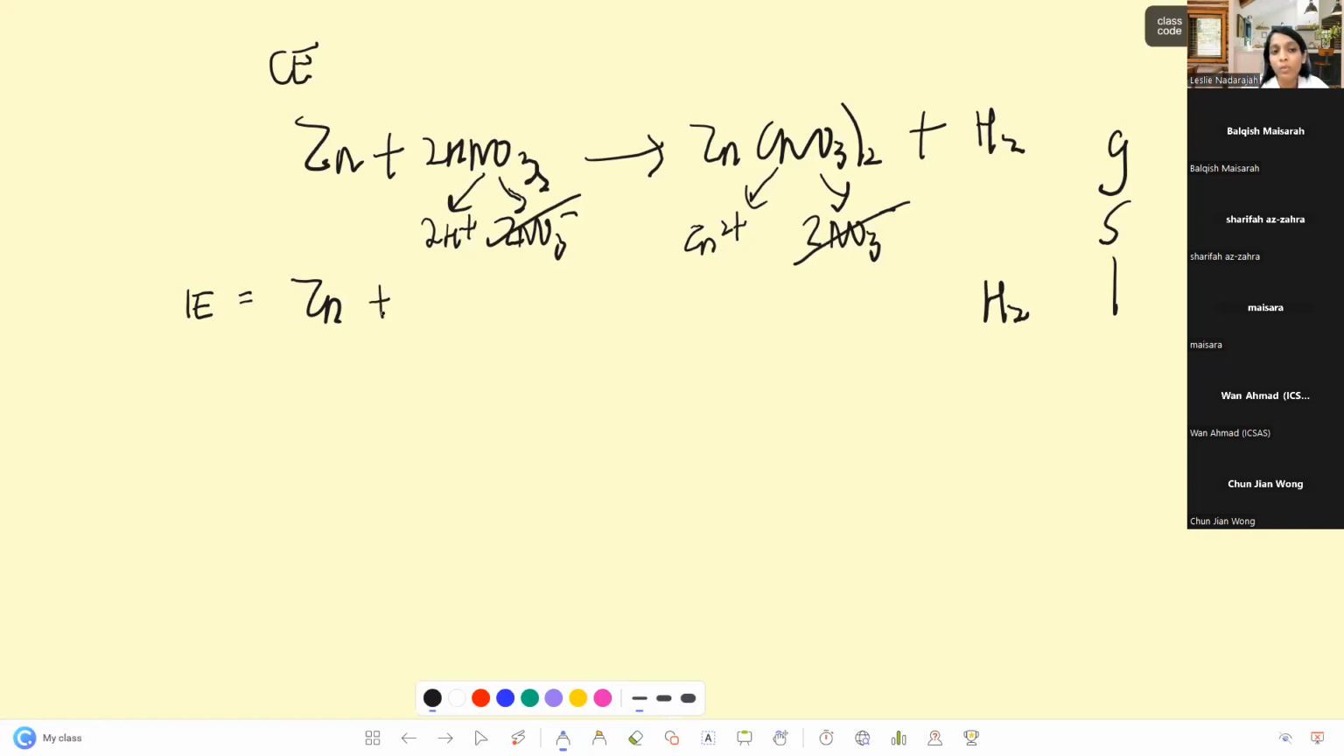So same thing goes for here. So when I write back again my equation, what is left here? All right. There's a joke lah. Okay, what is left back here?